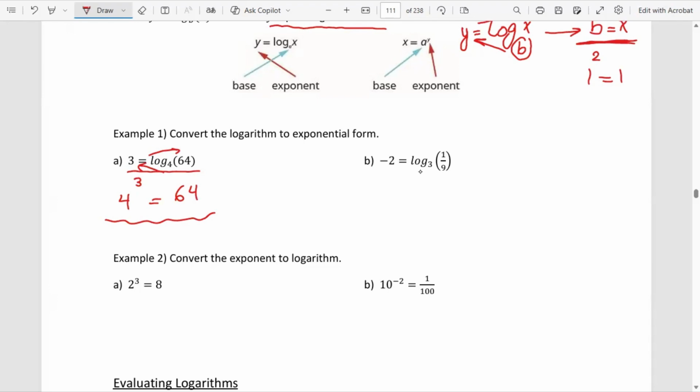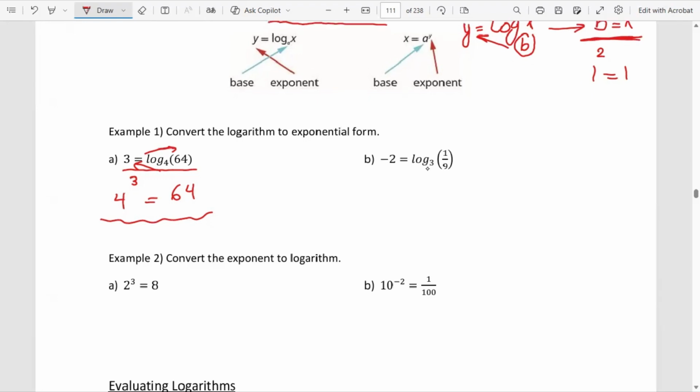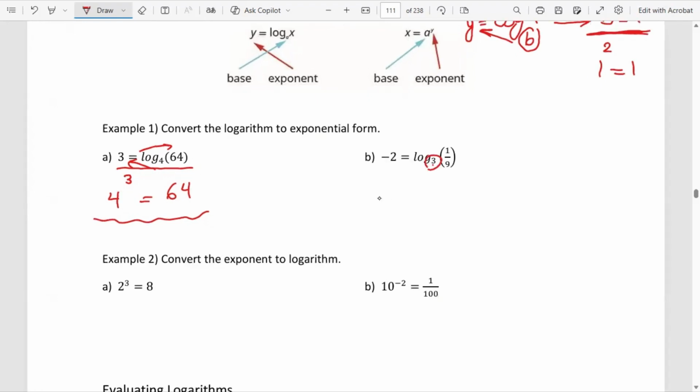Next one, we want to convert it to exponential form. Start with the base, which is 3, and we say 3 to the negative 2 power is 1 over 9. And that is correct, because 3 to the second power is 9. But we know every time we have a negative power, to change it to positive, we have to move the number to the denominator. So that's why 3 to the negative 2 power is 1 over 9.